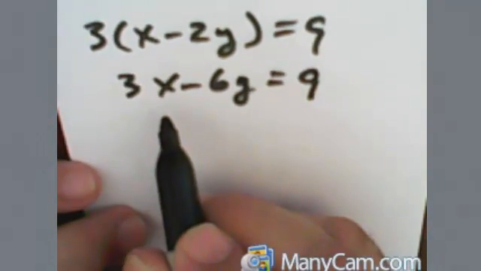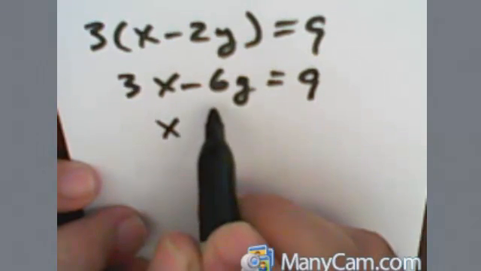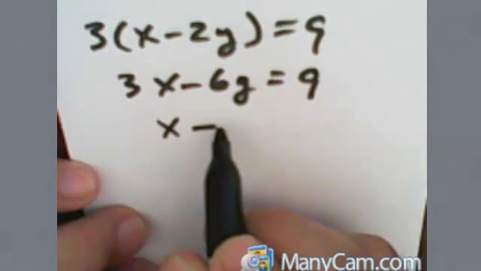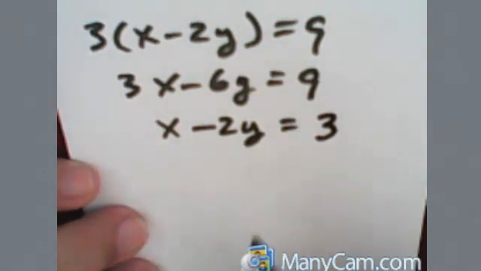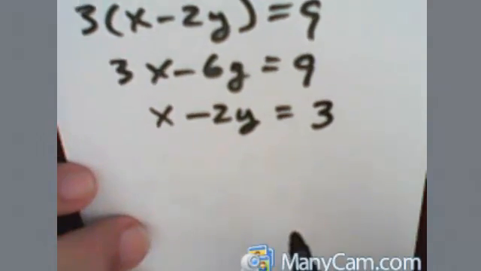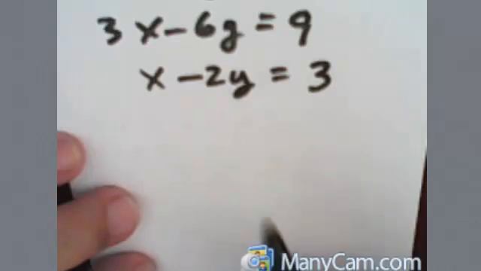We divide the first term by 3, we'll get simply x. Divide minus 6y by 3, we'll get minus 2y. Divide 9 by 3, and we get simply 3. All we've done in this step is reduced the equation. Now all that's left is to get the y by itself on the left side.